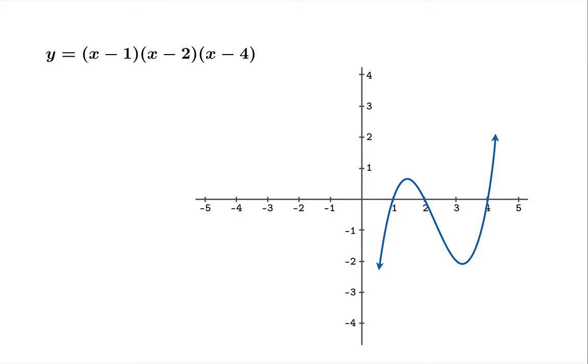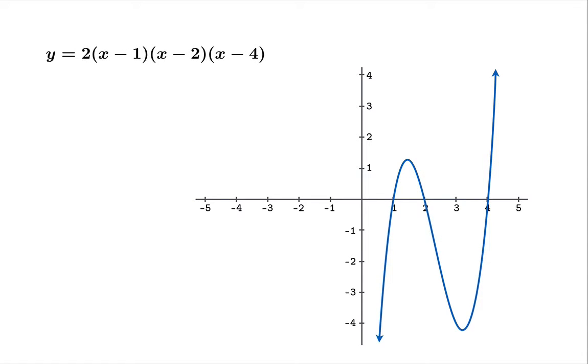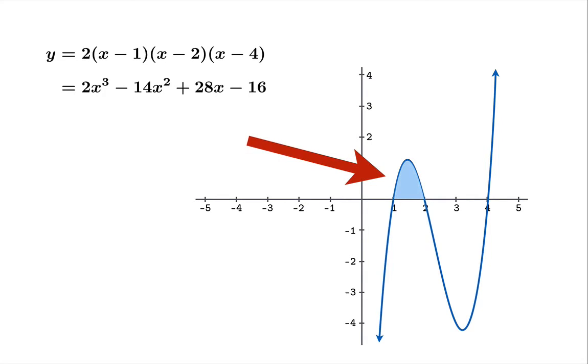So here's a nice cubic. We're going to create an example here of a solid of revolution. So we could write down a cubic that intersects the x-axis at 1, 2, and 4, and we could scale it by a factor of 2 to make it slightly larger. We could multiply out the terms, get this nice cubic, and now let's take the region that's trapped right here above the x-axis between x equals 1 and 2.